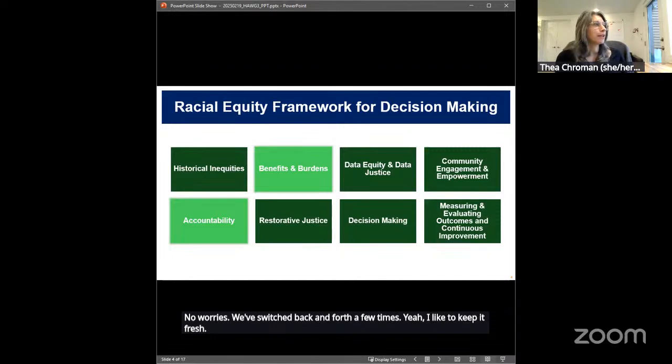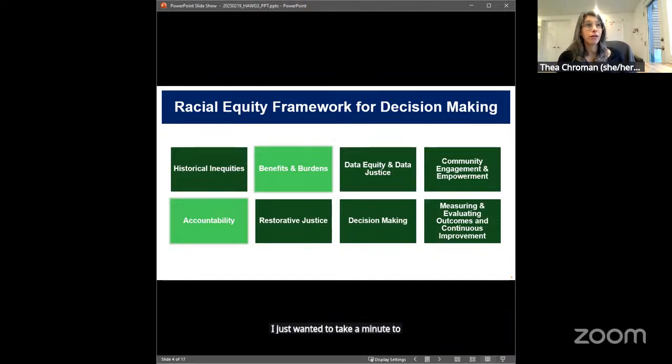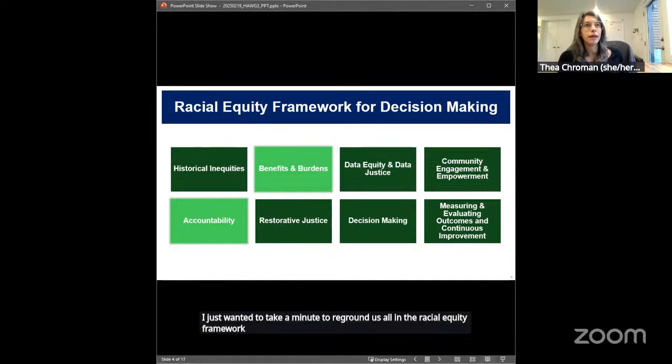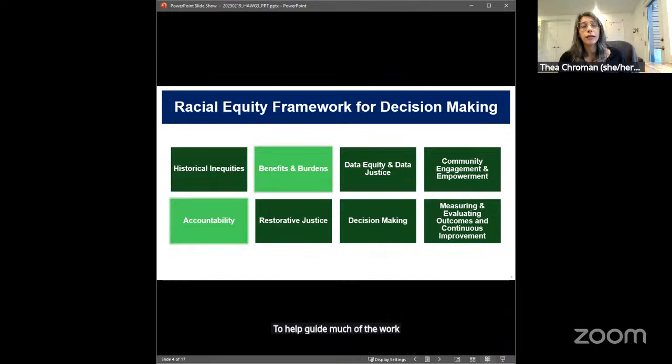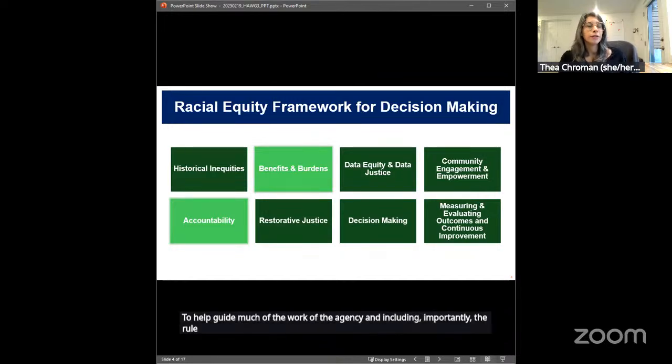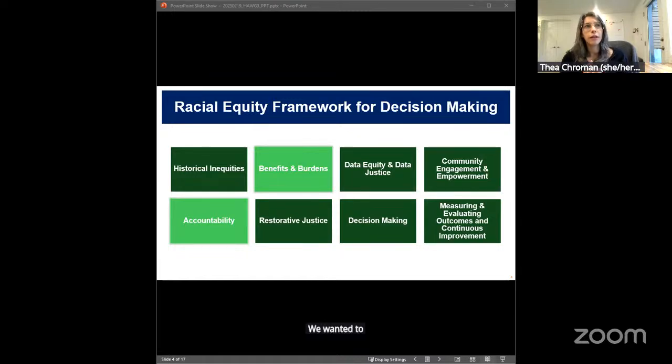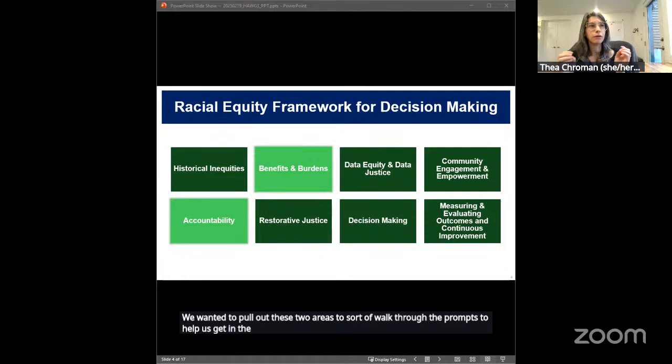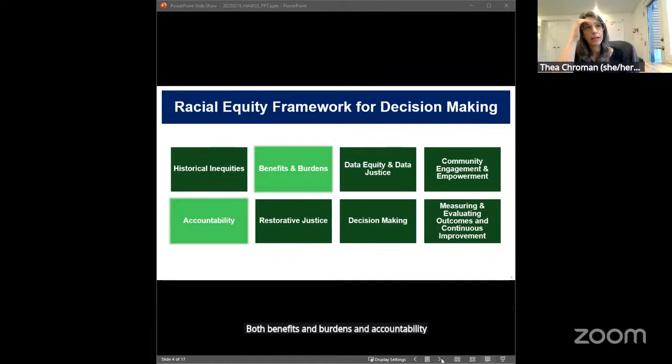So I just wanted to take a minute to reground us all in the racial equity framework for decision making that was adopted by our commission to help guide much of the work of the agency, including importantly the rulemaking effort. Today we wanted to highlight a couple of areas, although many of these areas apply deeply to the questions that we're going to be working through today. We wanted to pull out these two areas to walk through the prompts that help us get in the frame of mind to ensure that we're being responsive. So both benefits and burdens and accountability. Maddie, if you want to go to the next slide.